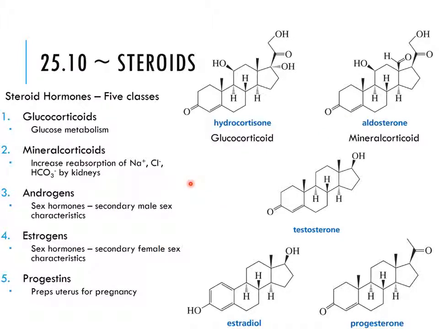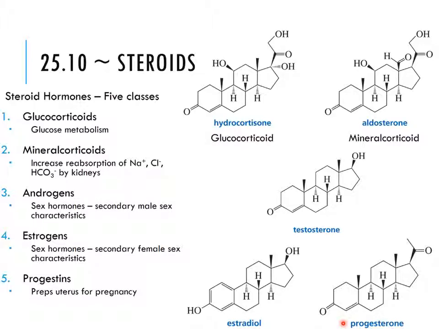And then the next 2 are different types of sex hormones. So androgens are the secondary male sex characteristics. Testosterone's probably the most common one that we hear about from that grouping. And then estrogens are the secondary female sex characteristics. So the example down here is estradiol. And then the last one is progestins, and the most common one out of that is progesterone. And this is a hormone that helps prepare the uterus for pregnancy.